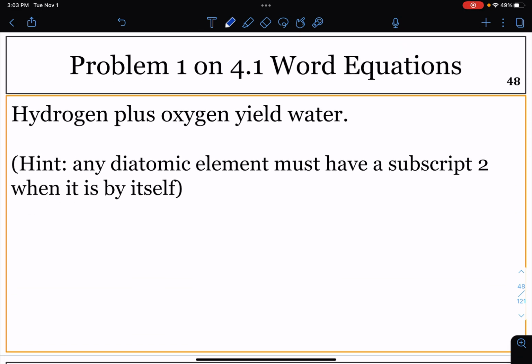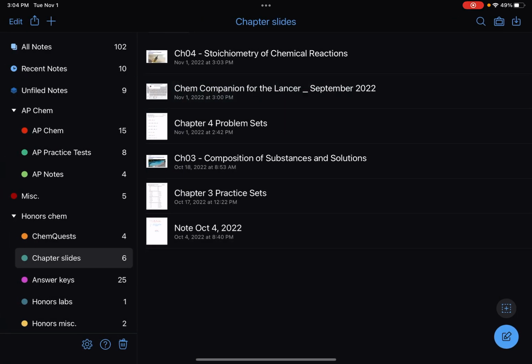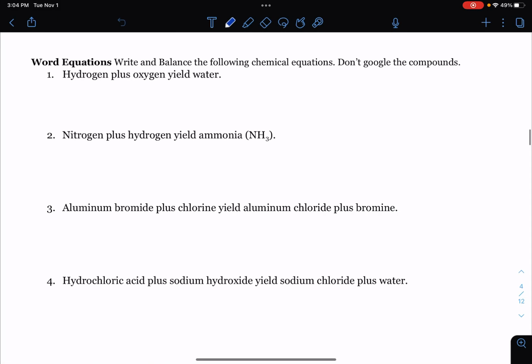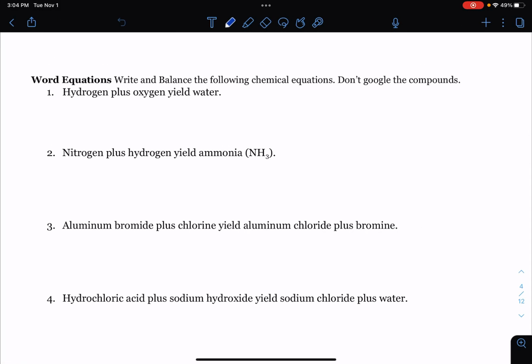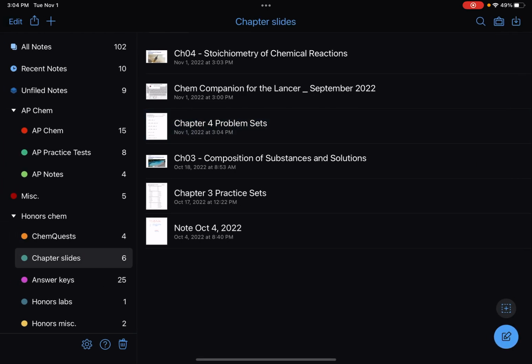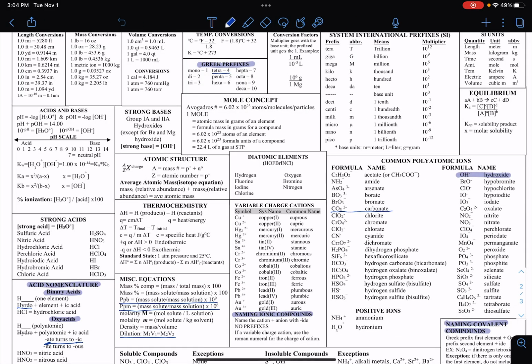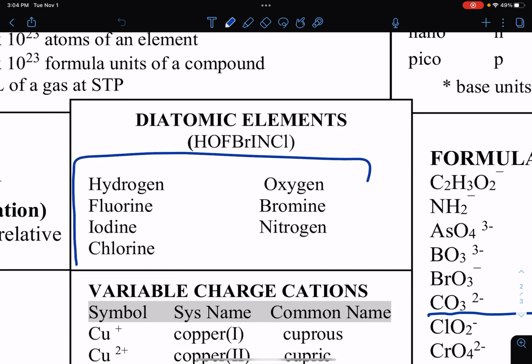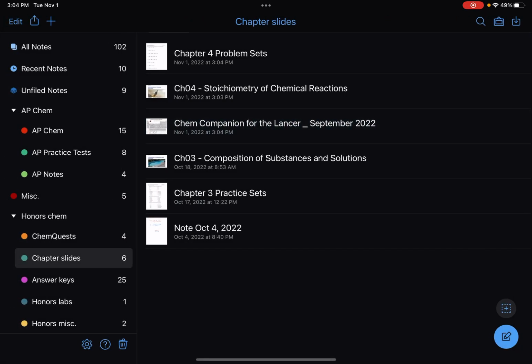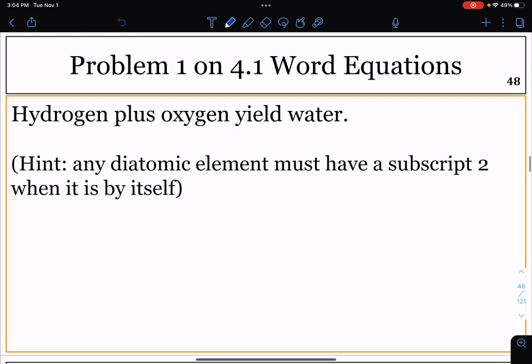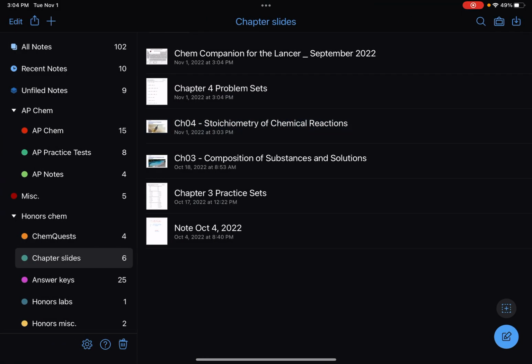Let's review this problem and go to problem set 4.1 on the problem sets. So it says hydrogen plus oxygen yield water. Here's hydrogen plus oxygen yields water. However, we need to remember that we should check our diatomic elements box here. Any of these elements, when they are by themselves in a chemical reaction, must have a subscript 2. And that's because they do not exist as a single element by itself in nature.